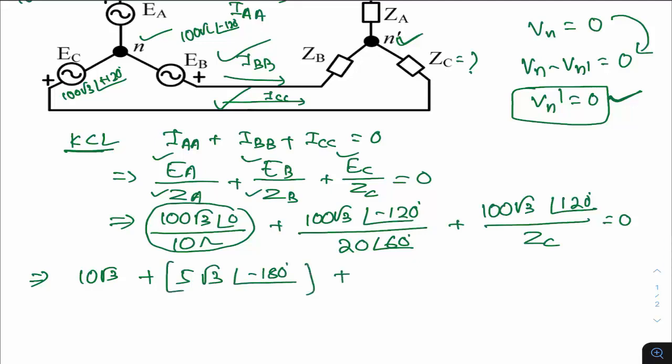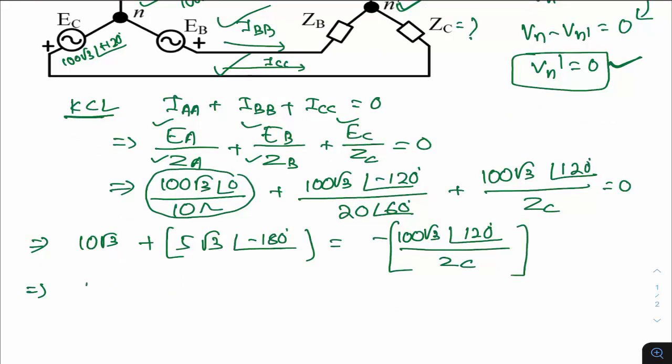Plus this, or you can take it to the other side. So if you take it to the other side, this is minus 100 root 3 at an angle of 120 degrees divided by ZC. Okay, this is what the situation is. So this is 10 root 3, this is minus 5 root 3 because if the phase angle is plus or minus 180 degrees, then that is equivalent to what? You can take it as a minus sign.